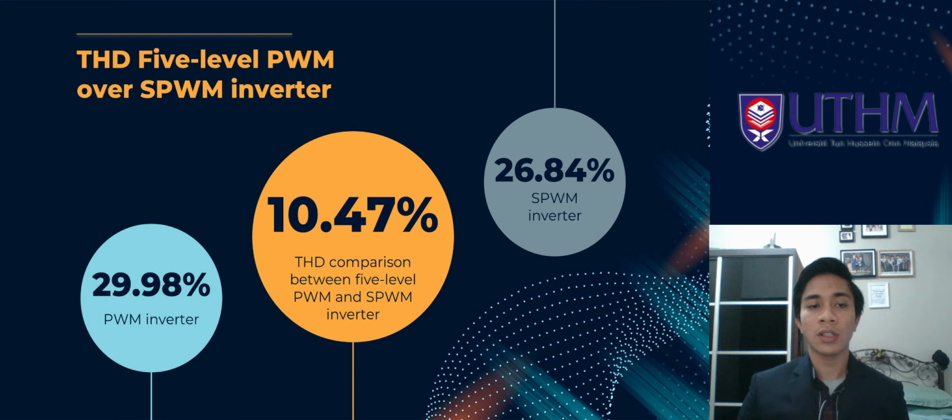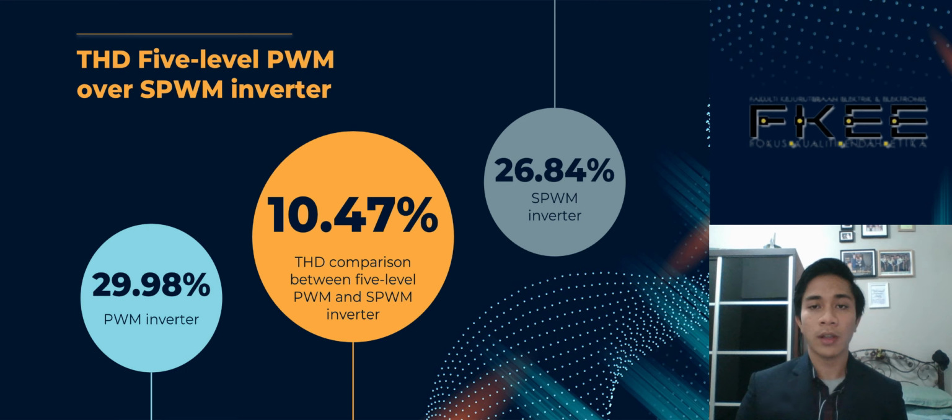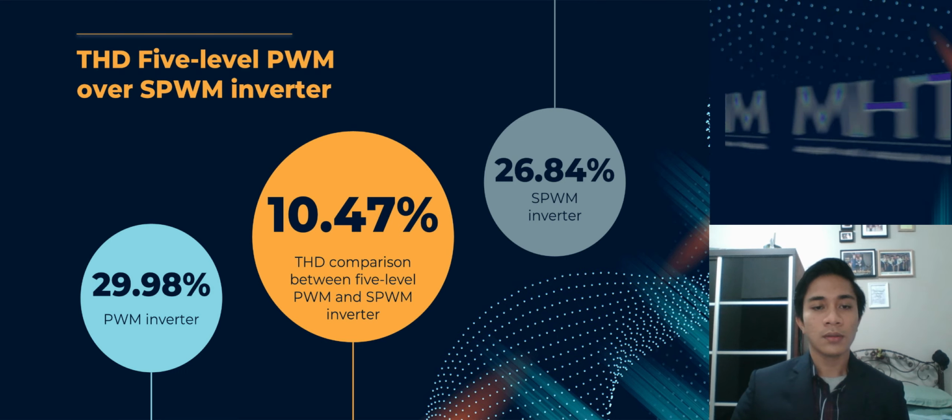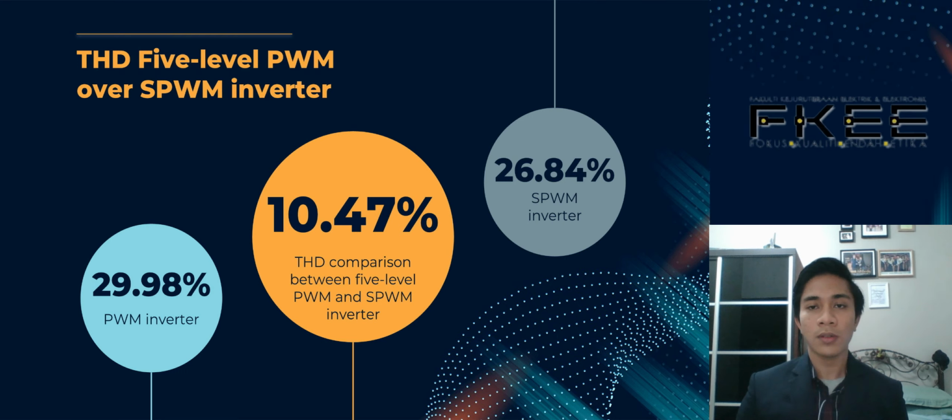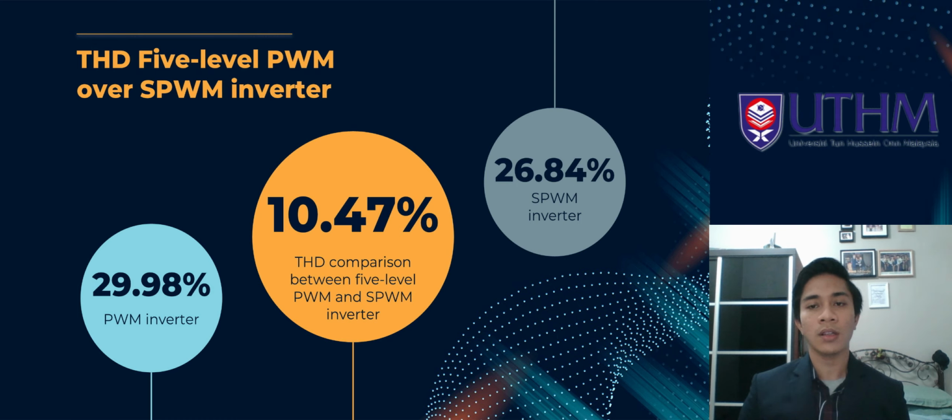Lastly, I would like to choose the 5 level SPWM inverter over the 5 level PWM inverter, because the PWM inverter will produce 99.9% of THD, while the SPWM inverter will produce 26.84% of THD. So the difference between these two inverters is as much as 10.47%. The reason why I will not choose a higher level of inverters, like 7 or 9 level, is that they will consume more switches and voltage sources. So this is not practical to be used in the project, because the higher level of inverters will consume more cost and increase the complexity of the circuit configuration.